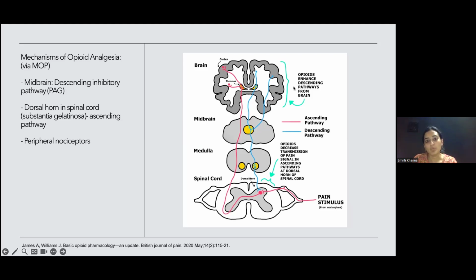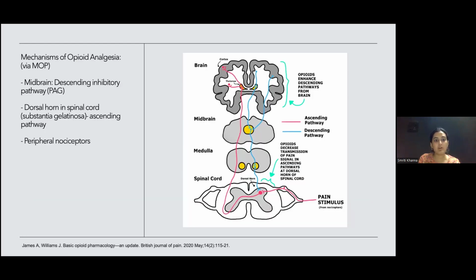So what opioids do is that they will enhance the descending pathways from the brain because these are inhibitory, and therefore you will have reduced pain transmission. They will reduce the pain transmission in the ascending pathways at the dorsal horn of the spinal cord, and they also act at peripheral nociceptors. And so these are the 3 main areas where the opioids act to produce opioid analgesia.